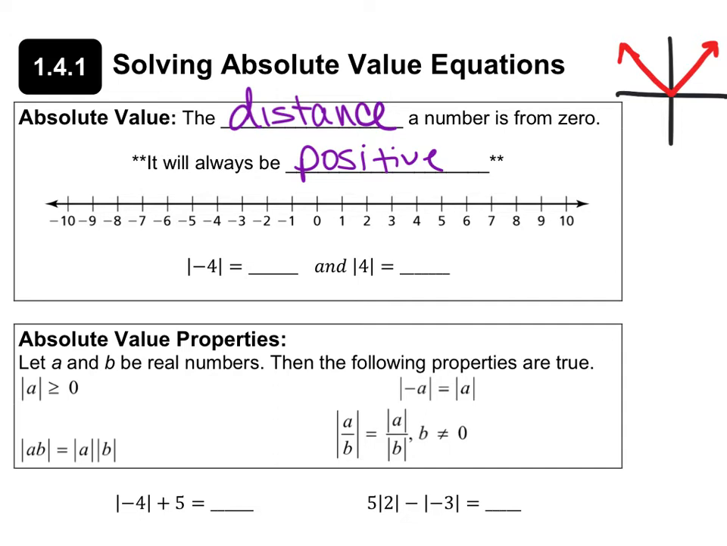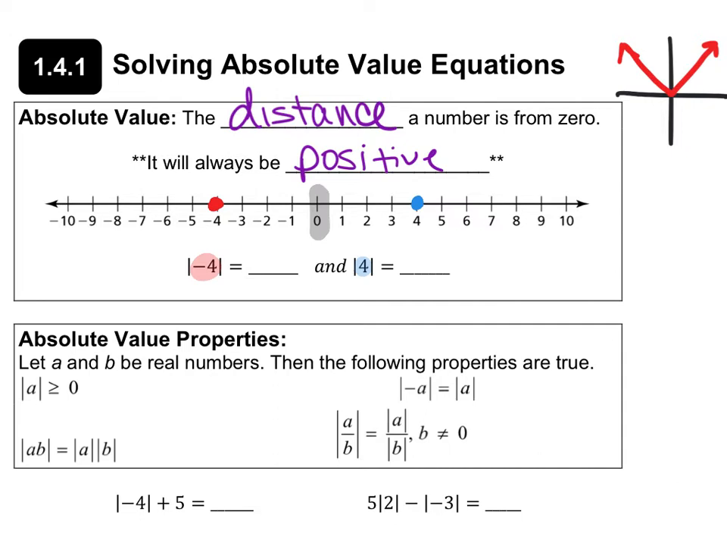So if we were to graph the two expressions that you see here, absolute value of -4 and absolute value of 4, what we're going to do is plot those numbers, -4 on the number line and 4 on the number line. Just the number that's inside the absolute value. And now all we have to do is count the distance those numbers are from 0.